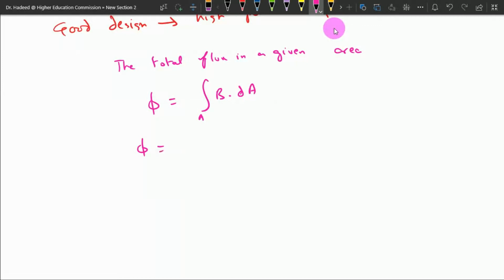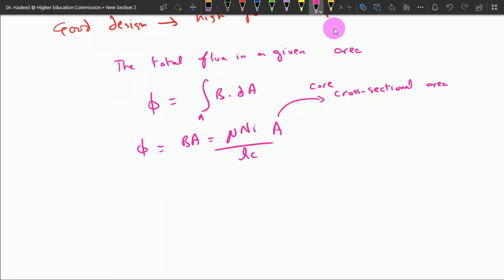So phi is equal to B A, which is equal to mu N I over Lc into A, where A is the cross-sectional area of the core, the core cross-sectional area, right?